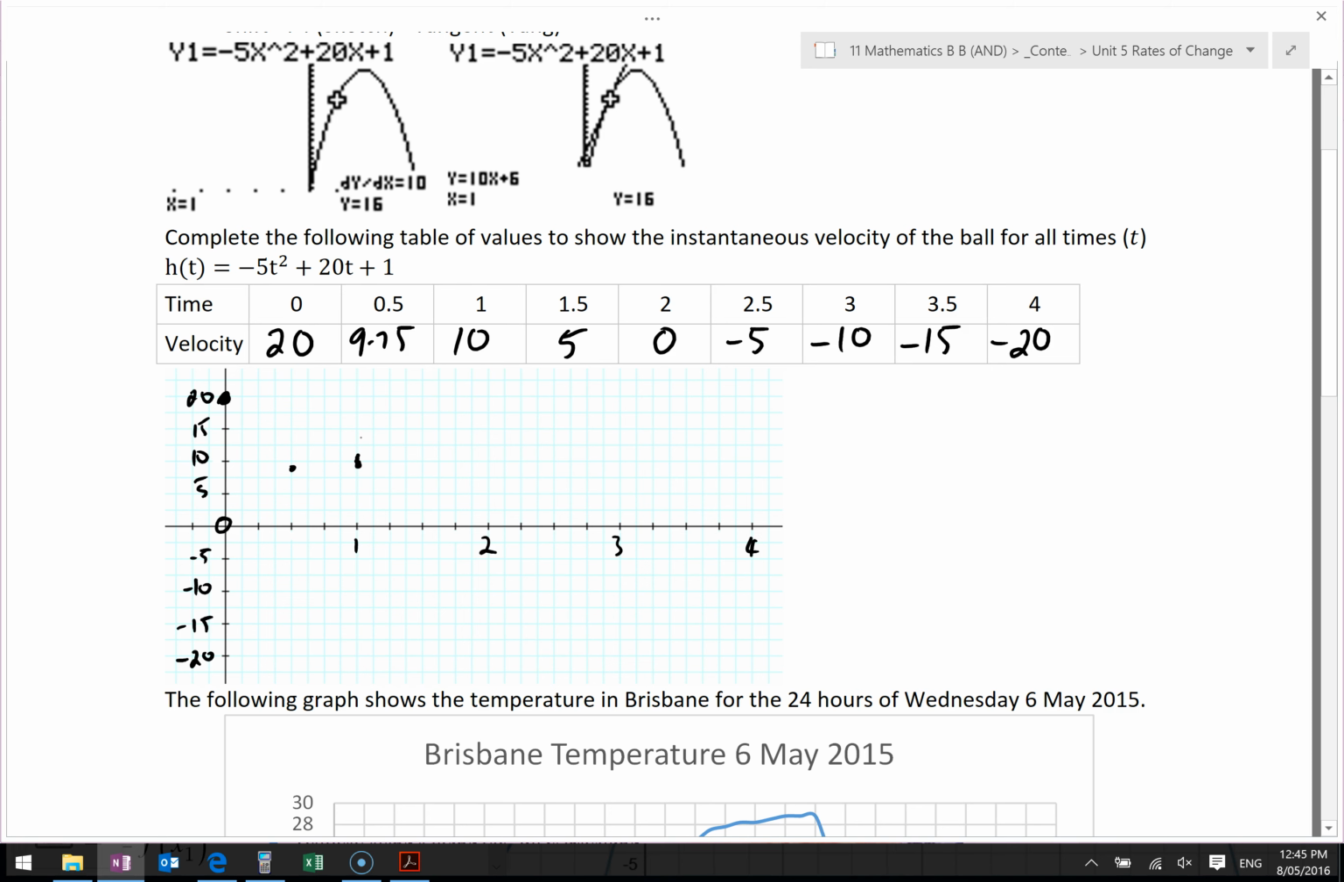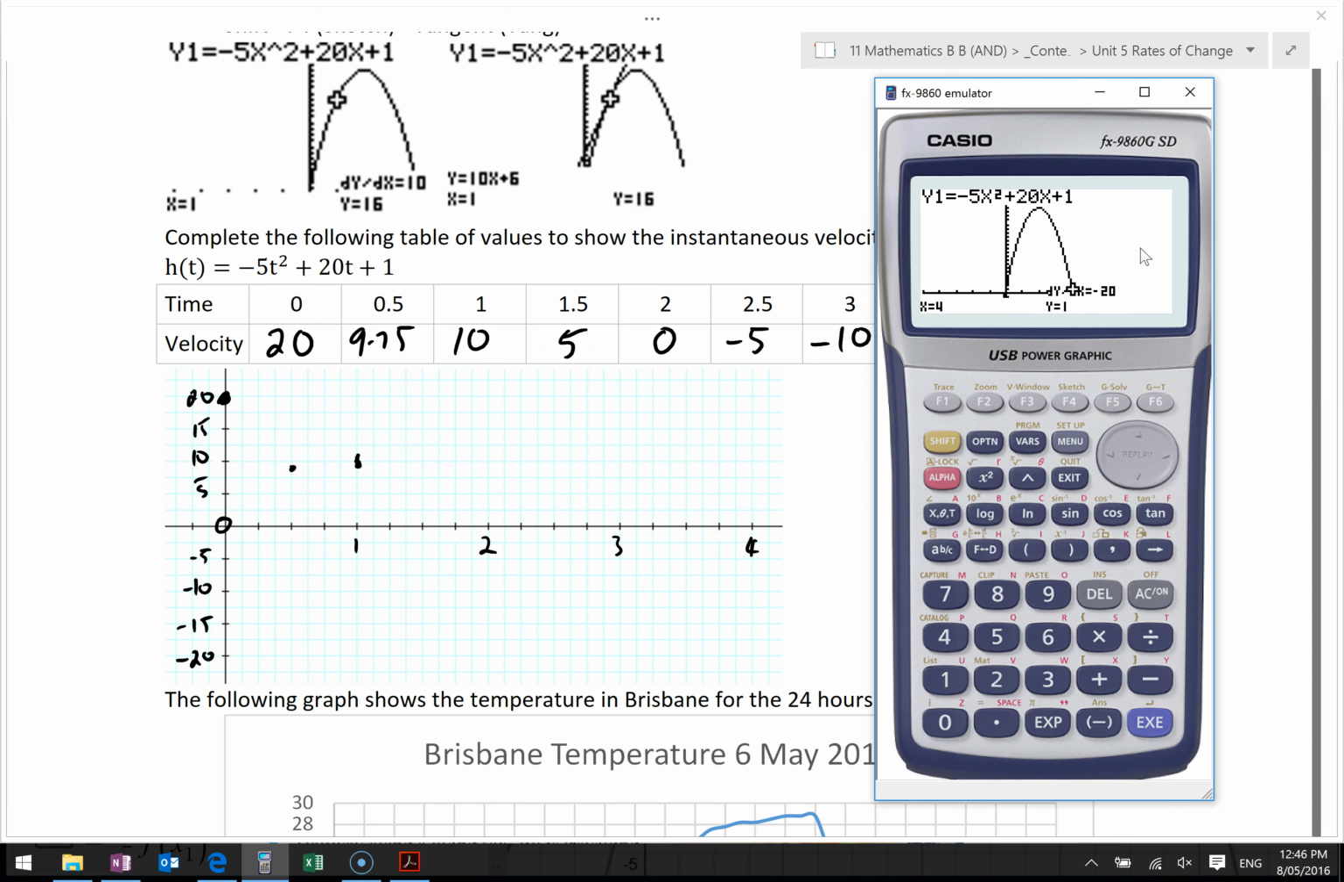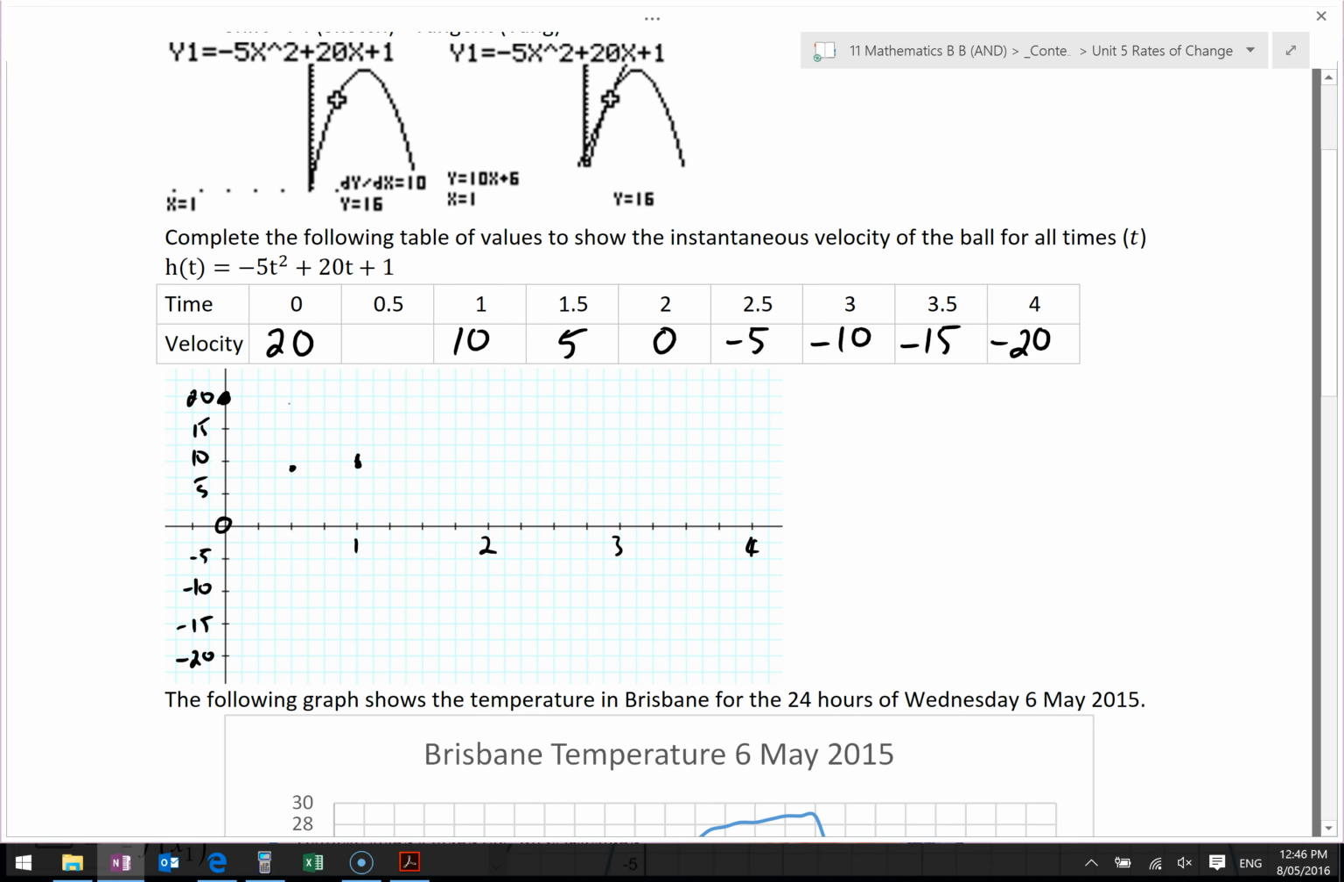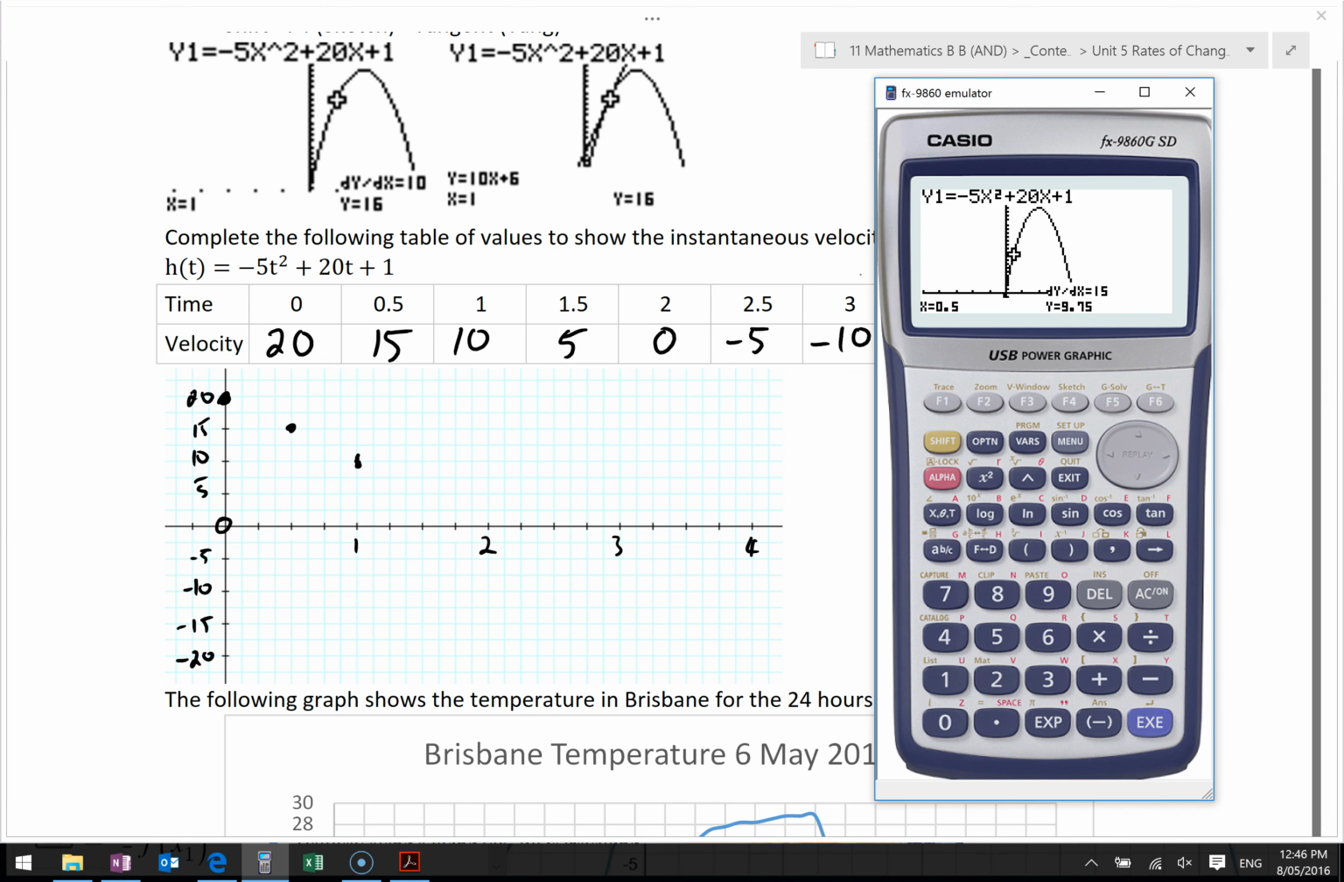Interesting, maybe that 9.75 was wrong. Yeah, it should be 15. Okay, so to show you where I made the mistake, I accidentally took that y value instead of the dy dx, which is the slope.